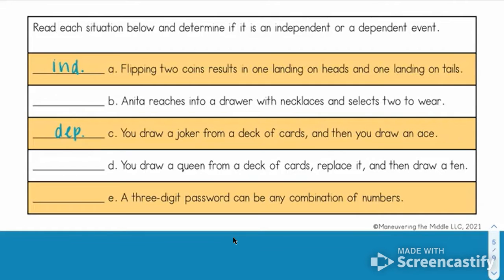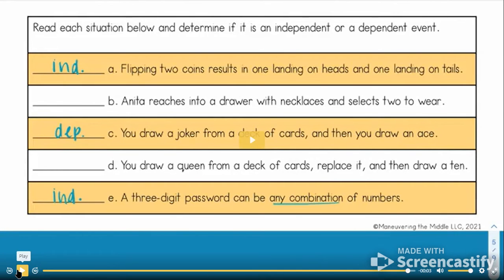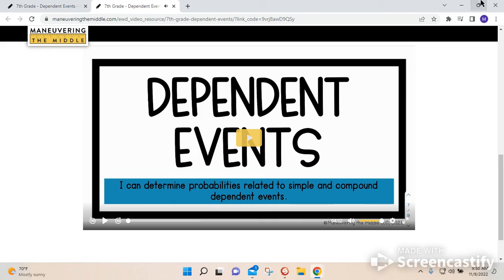And E says a 3-digit password can be any combination of numbers. Because it can be any combination, it doesn't say that numbers can't repeat. So that means that the numbers can repeat, so these are independent from each other. Y'all agree? Okay. Great job determining. All right, so let's look at the other two.